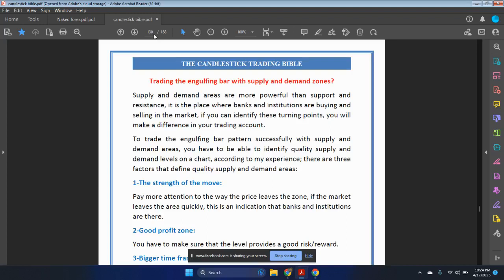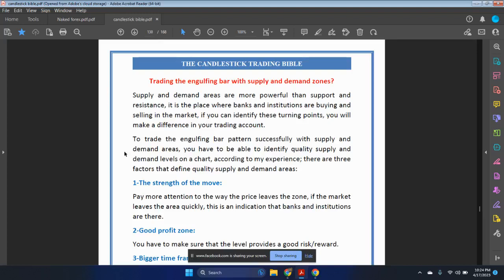Supply and demand zones are more powerful than support and resistance. It is the place where banks and institutions are buying and selling the market. If you can identify these turning points, you will make a difference in your trading account. To trade the engulfing bar pattern successfully with the supply and demand areas, you have to be able to identify quality supply and demand levels on a chart.